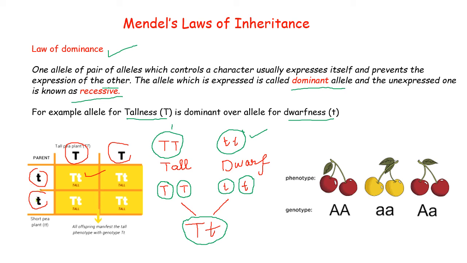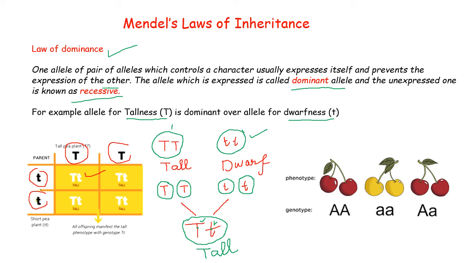Now if you see, this allele is responsible for the tallness. It makes the plant tall, and small t makes the plant dwarf. Capital T makes it tall and small t makes it dwarf. Now this plant has both the alleles. It has capital T, it has small t. But if you see, this plant is tall. That means capital T exerted its effects. Its effects were expressed. The phenotype was that of capital T.